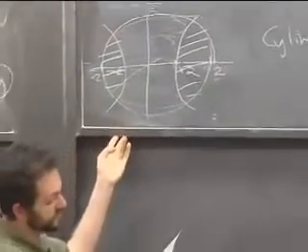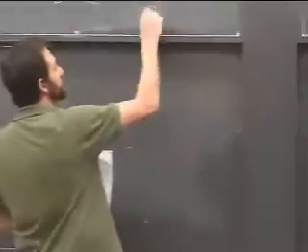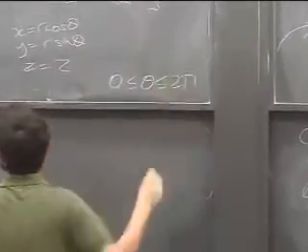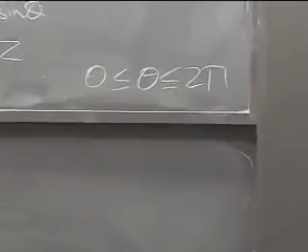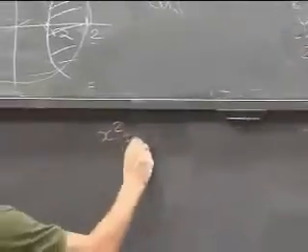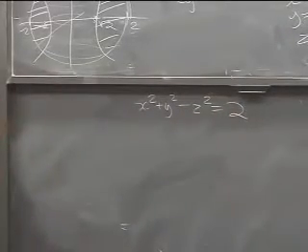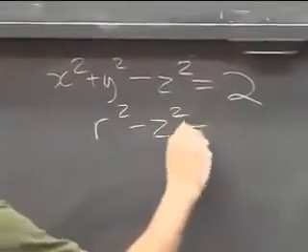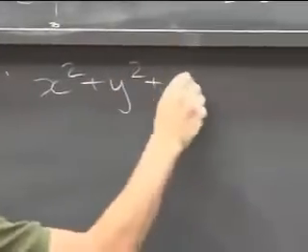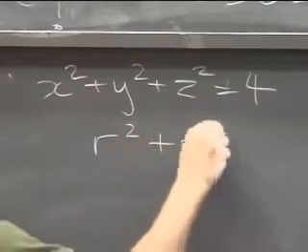My question is, what are the bounds of this? Theta is clearly between 0 and 2 pi, because we're not taking half of this picture. But how do you get the bounds of this? Well, we need to work out what the equation x squared plus y squared minus z squared equals 2 looks like. In cylindrical, it's not so bad. x squared plus y squared is just r squared. Okay, what about the sphere? Here you have r squared plus z squared equals 4.